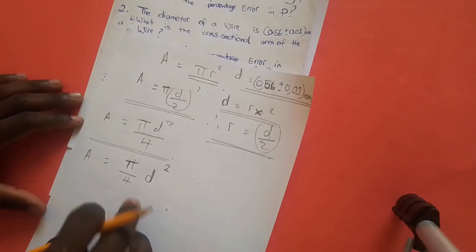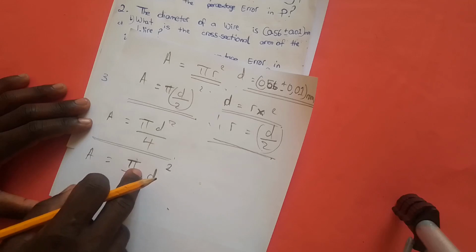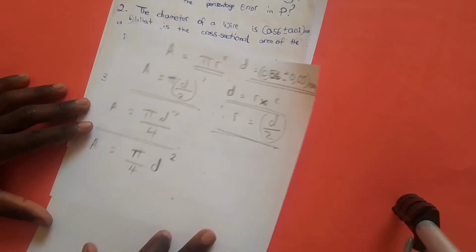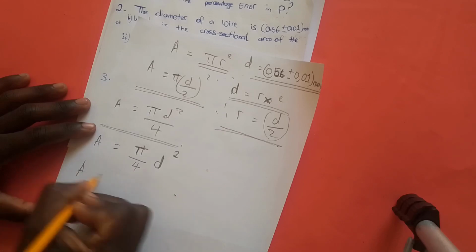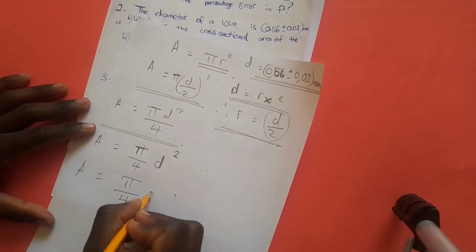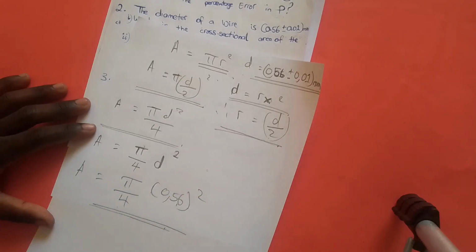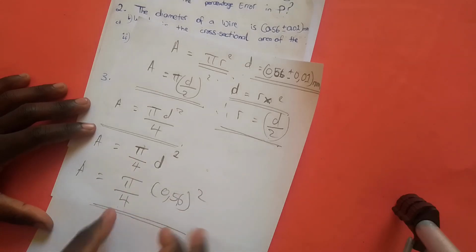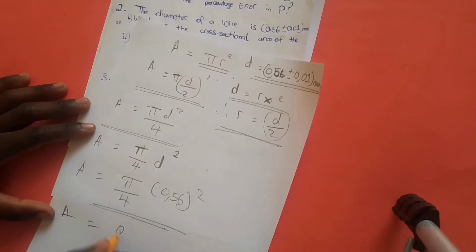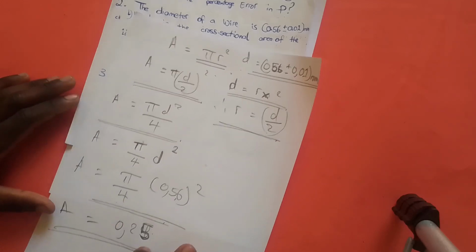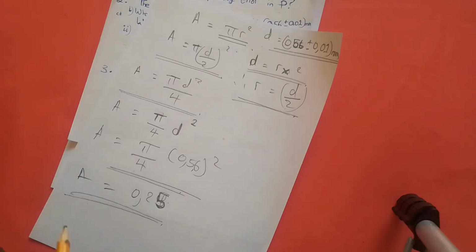First of all, let's calculate A, the cross-sectional area, and after that we calculate the absolute error in A. If we start by calculating A, we have pi over 4 times d, which is 0.56, squared. If you punch this into your calculator, A will be equal to 0.2463, or 0.25 if we correct to two decimal places. So therefore A is equal to 0.25, right? But you're not done yet. Now we need to calculate the absolute error in A, okay?